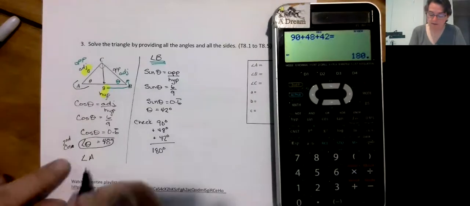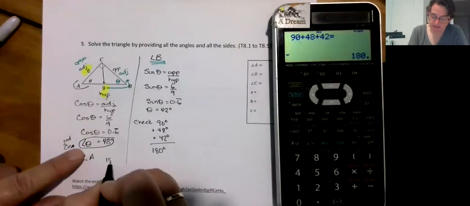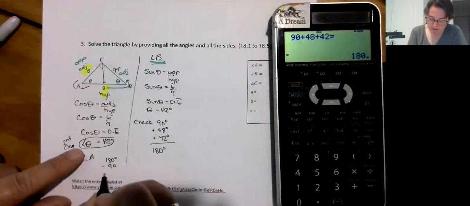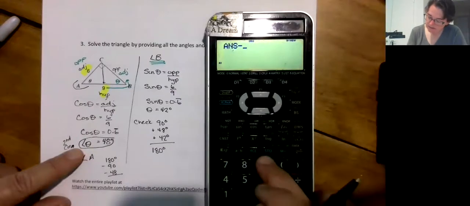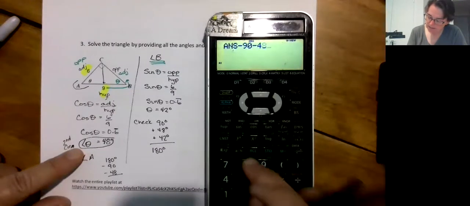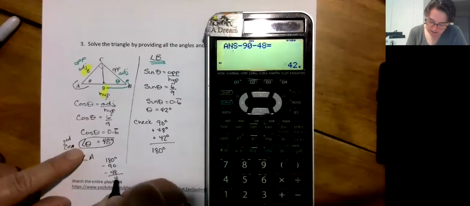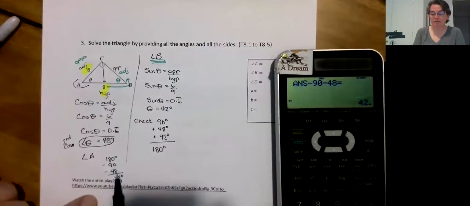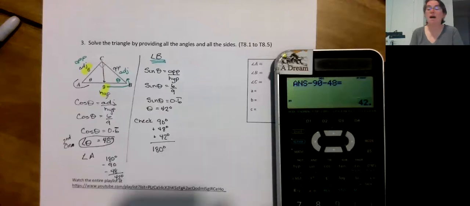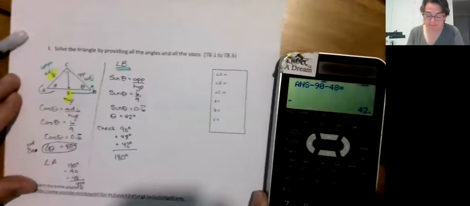If, on the other hand, when I got here, I said, well, there's 180 degrees in a triangle, minus my square corner, minus the 48 I got, 180 minus 90 minus 48. Yes, I got the same answer. But if I screwed this one up, then this one is messed up. This way, I know everything is okay.